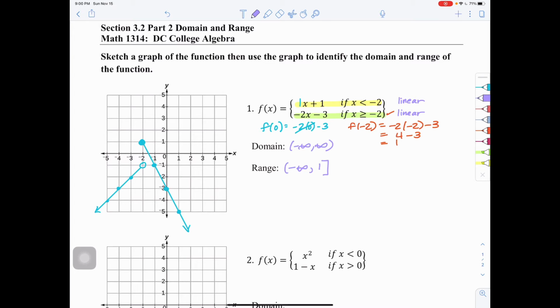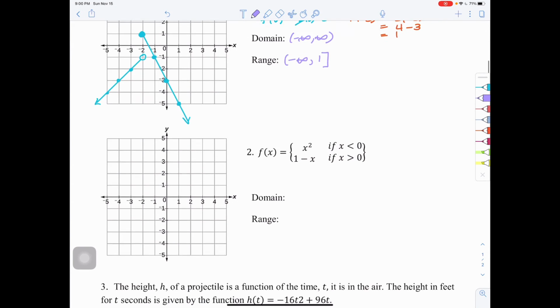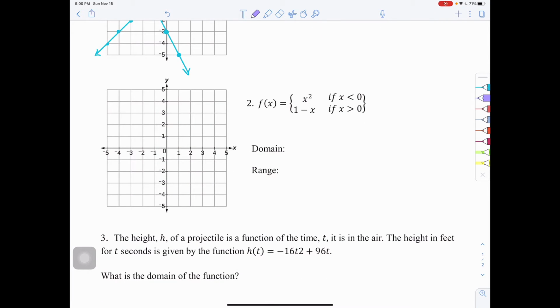Okay. Now let's go to number 2. In number 2, you can see we have a quadratic here, and you may or may not recognize that, but this is f of x equals x squared and 1 minus x. And this change is going to happen at x equal to 0. Now, neither of these graphs include 0. So why don't we just start with the less than 0 part right here and try a few values. So f of 1 is 1 squared, which is 1. And actually, that would be on this next piece. Let me go down there.